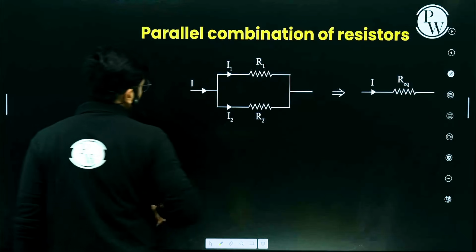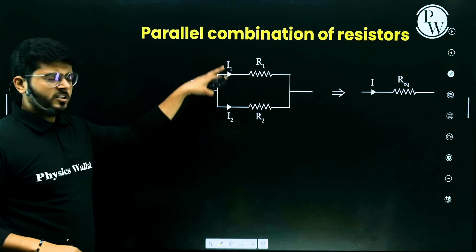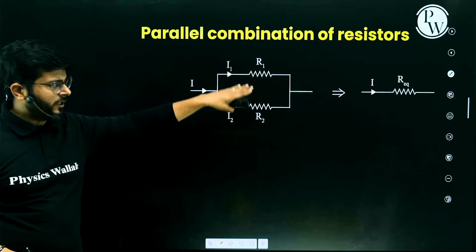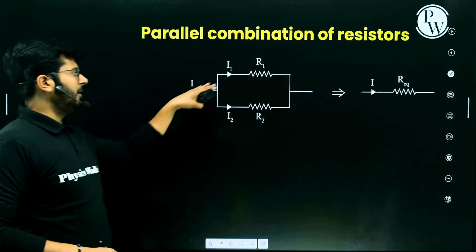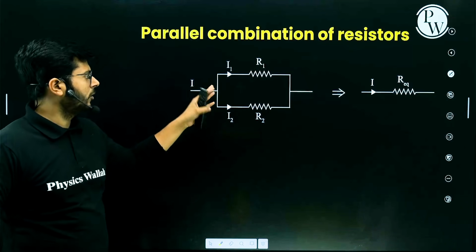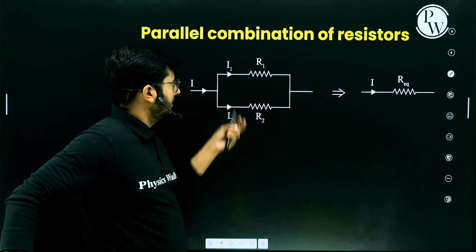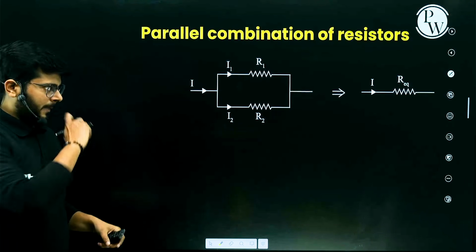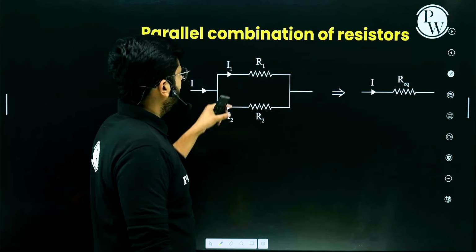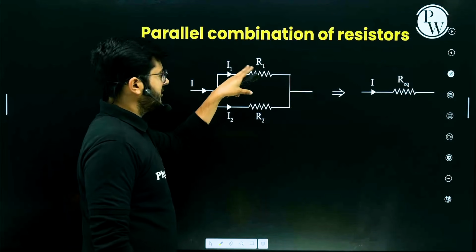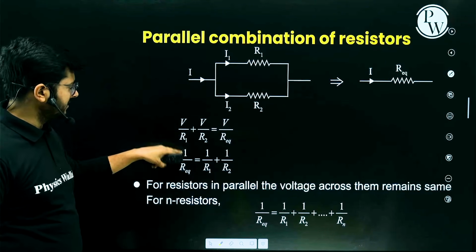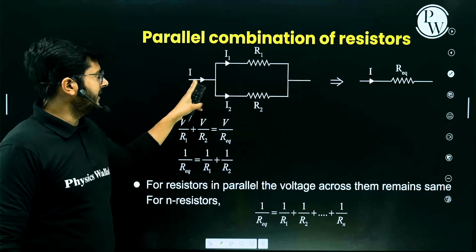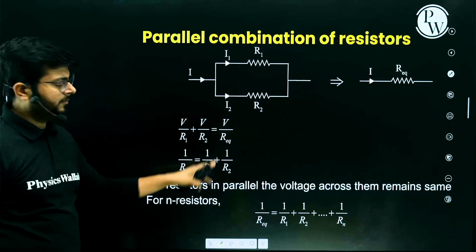In the parallel combination, the current will divide in proportion to their resistance. So now the lower resistance will get more current and the higher resistance will get less current. In the case of parallel combination, the effective resistance will be simply this. The potential drop is the same, but the current is divided. So the net current is I1 plus I2, which is what we have done.